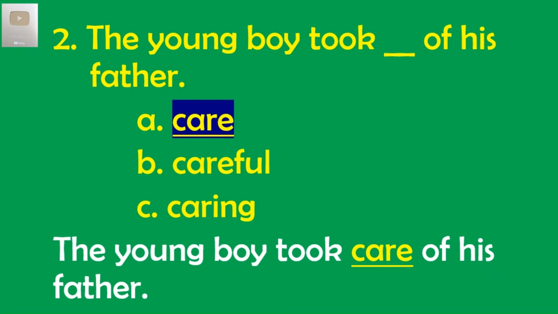Care is the correct answer. That is number A. The young boy took care of his father. Careful cannot be used here because it's an adjective. The boy is a careful person, that we can say. But here in front of a preposition, you can't really use an adjective. And caring is not correct. It can be a caring person again, but not in this sentence.